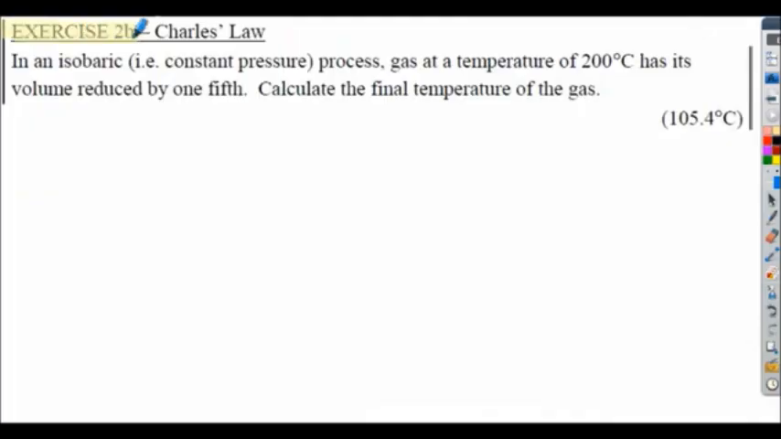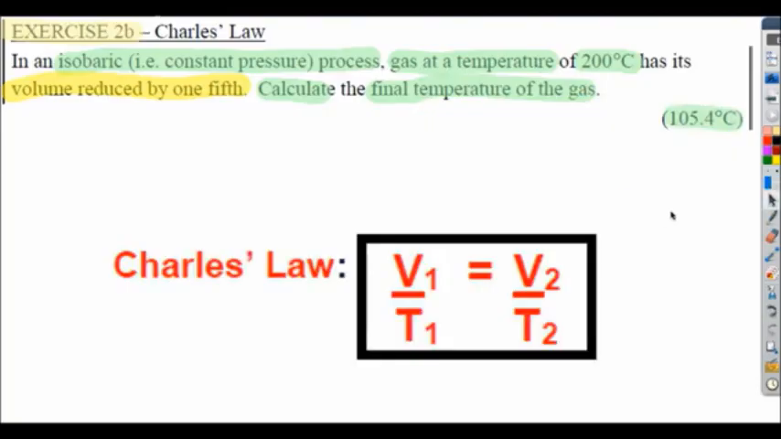Here's exercise 2b related to Charles' law. In an isobaric, that's a constant pressure process, gas at a temperature of 200 degrees C has its volume reduced by 1/5. We've got to calculate the final temperature of the gas. Answer stated in bracket. So again, I would encourage you to stop the presentation and attempt exercise 2b.